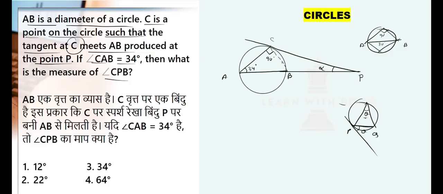See, if I assume BC as a chord here in the circle, and it makes 34 degrees with the major segment, then this is a tangent at C, right? So it's the same angle, 34 degrees, made with the tangent. Okay, observe the triangle APC. In a triangle, the sum of the angles is 180, right? So 34 plus 90 plus 34 plus alpha is 180 degrees. So alpha equals 180 minus 158, alpha is 22 degrees, which is our answer, option number 2.